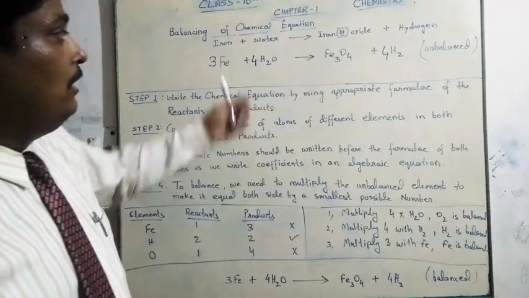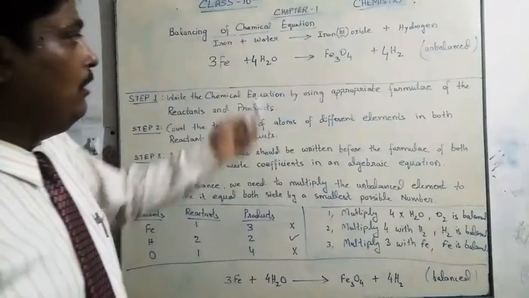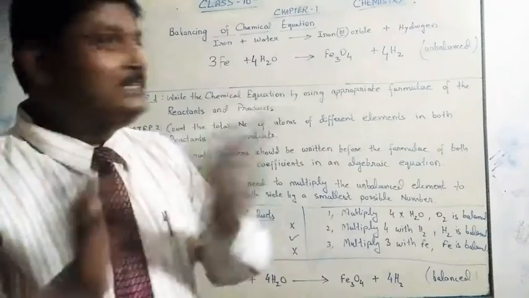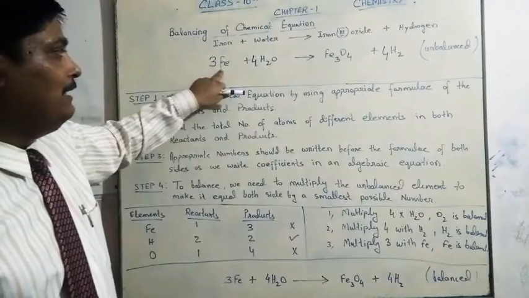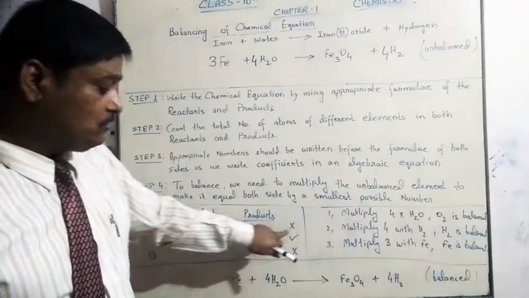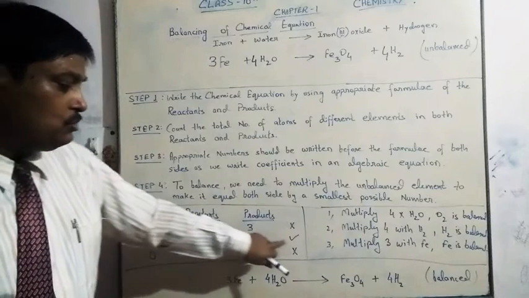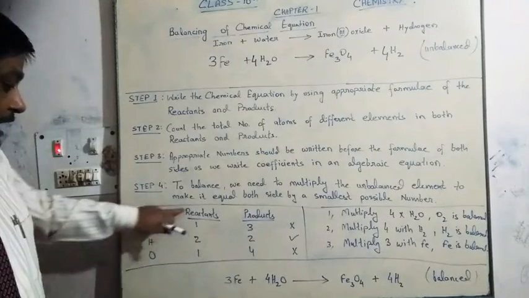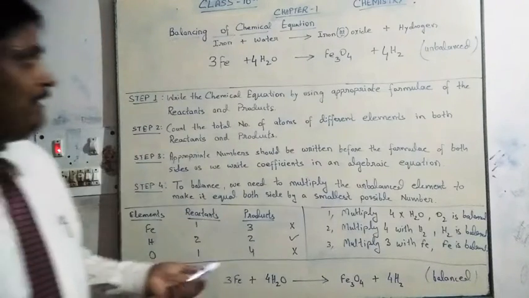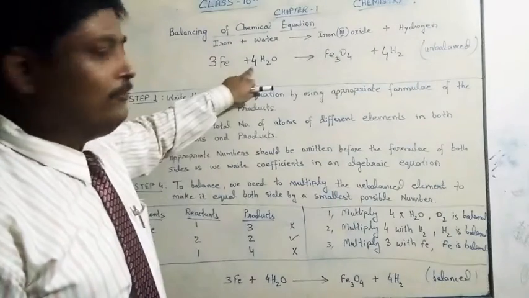Now we take any one element and count which one is not balanced on both the sides, whether reactants or product. Just compare the number of elements on both the sides. Here first we take iron, which is 1 in the reactant, and in the product it is 3, so it is not balanced. In the case of hydrogen, the reactant is 2 and the product is also 2, so it is balanced. In the case of oxygen, the reactant is 1 and the product is 4, so it is also not balanced. What have we taken first? The number of oxygen is 4, so we have taken 4 over here.